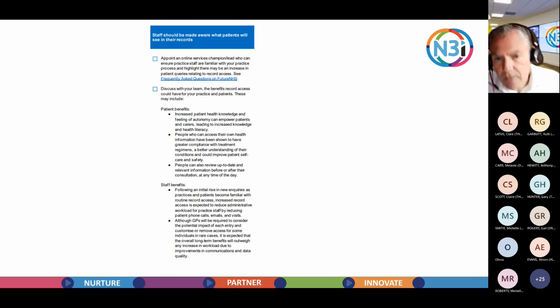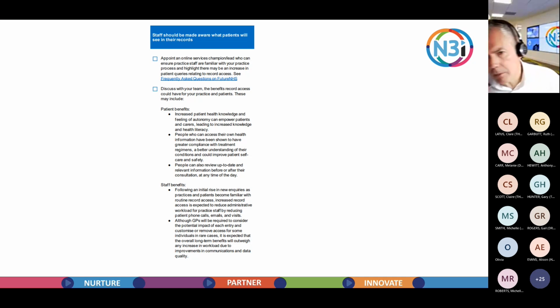Staff benefits, yes, it says there will be an initial rise in new inquiries as patients become familiar with it. But long term, you would hope it would reduce workload, reducing emails and so on. I do suspect that you will get an increase in calls in the first few weeks, months, and certainly as people become more aware of it.